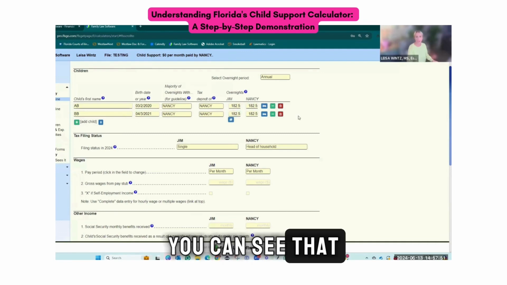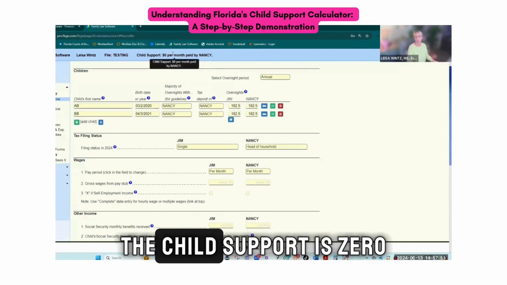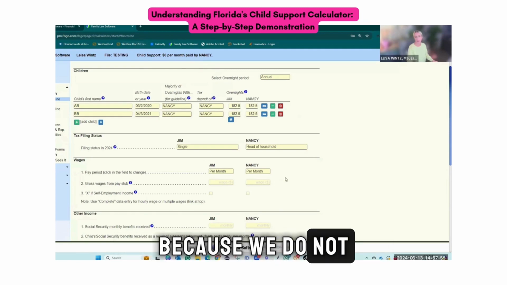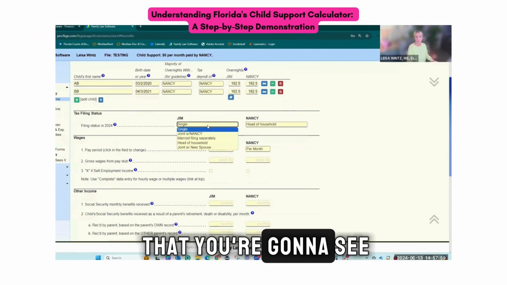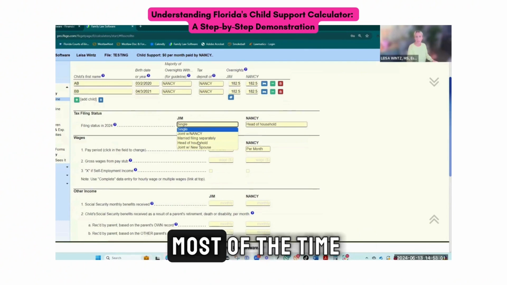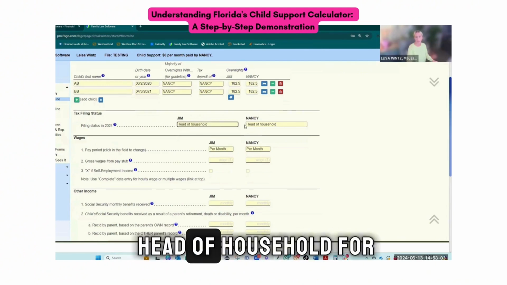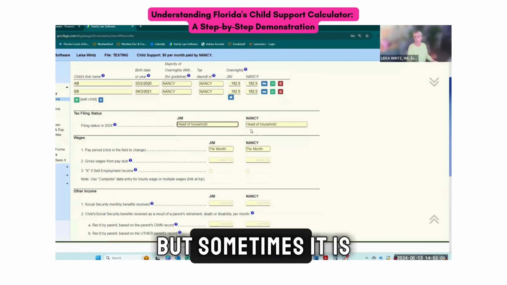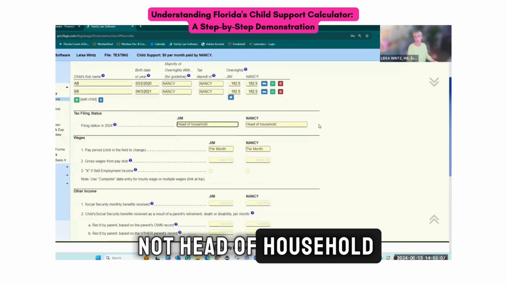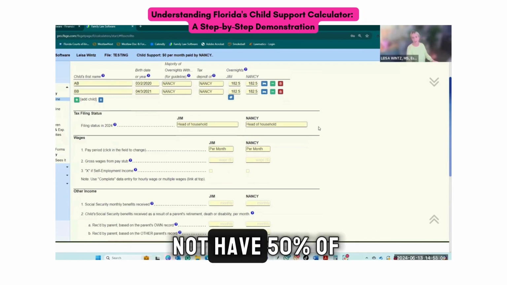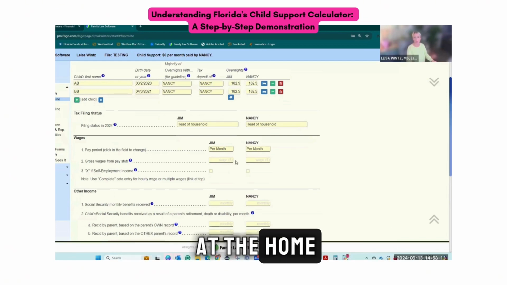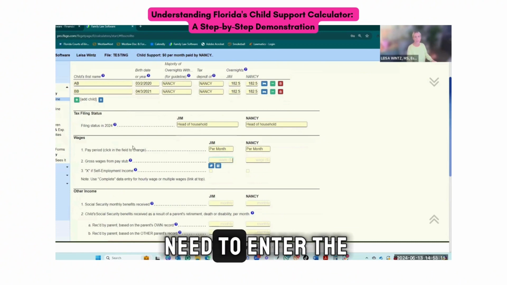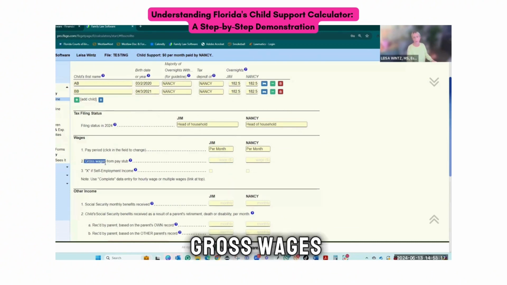You can see that at this point in time, the child support is 0 because we do not have any income information in. The next piece that you're going to see is the filing status. Most of the time, it's going to be head of household for each person, but sometimes it is not head of household if the person does not have 50% of the time sharing and does not have any other children living in the home. Then you're going to need to enter the gross wages.